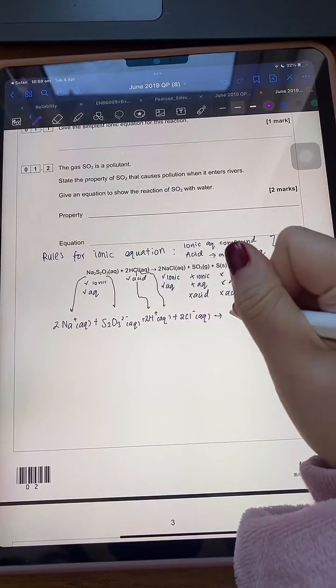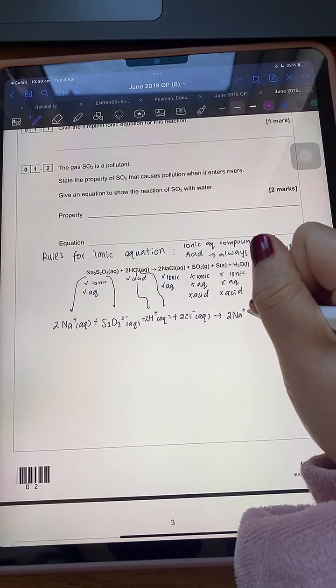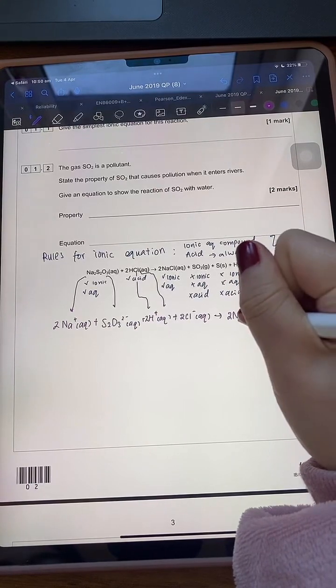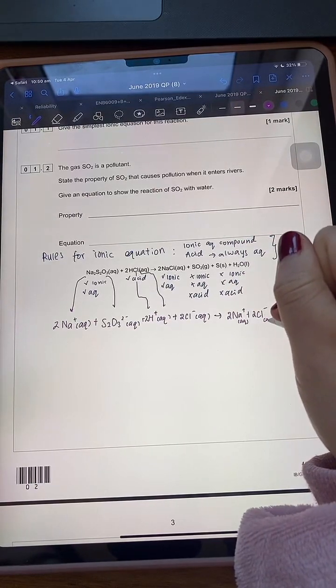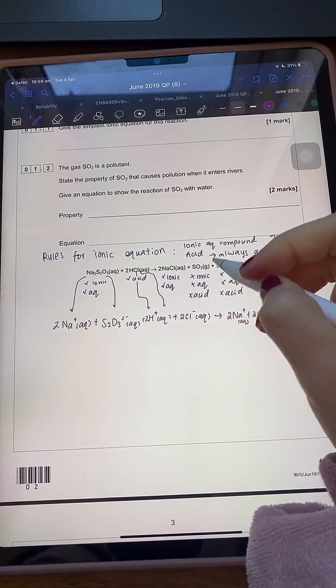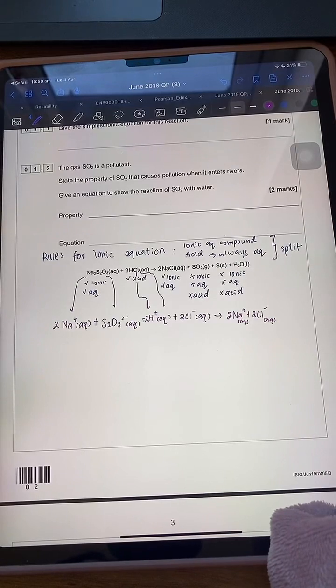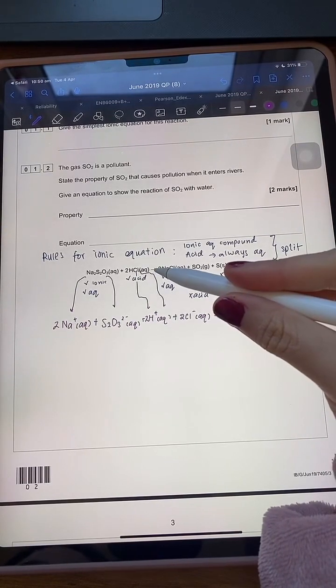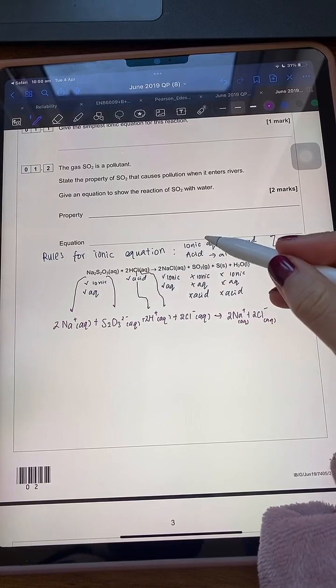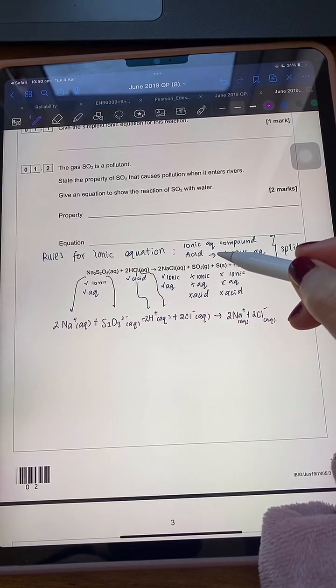And then the NaCl is 2Na+, 2Cl-, aqueous. And the rest of them, they don't split up. They can't split. So only the aqueous can split if it's ionic or an acid.